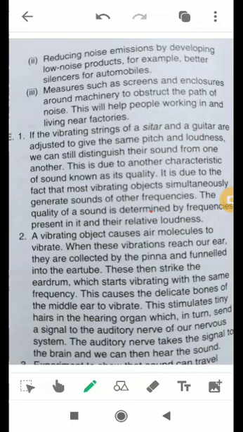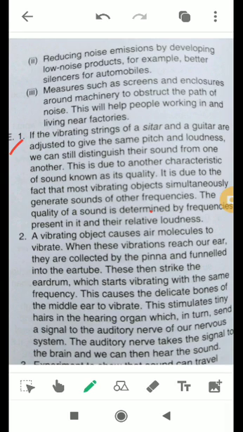Now come to the E section, long answer questions. Explain what you mean by quality of sound. What is it determined by? First answer, E part. If the vibrating strings of sitar and guitar are adjusted to give the same pitch and loudness, we can still distinguish their sound from one another. This is due to another characteristic of sound known as quality. It is due to the fact that most vibrating objects simultaneously generate sound of other frequencies. The quality of sound is determined by the frequencies present in it and their relative loudness.